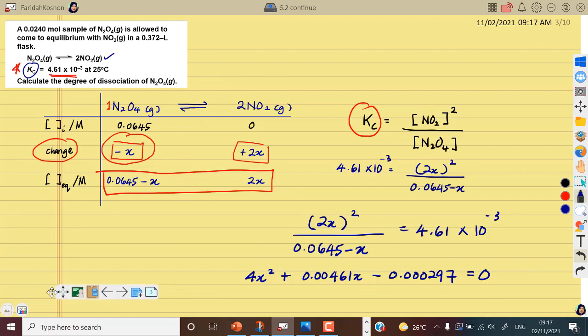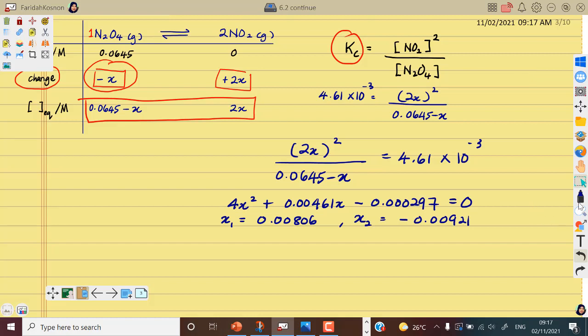Alright. And you are going to solve for x. When you solve for x, you will get two values of x. So let's say the x1 that I got here is 0.00806, and the second value of x, x2, is negative 0.00921. So now if you look here, we have two values of x.